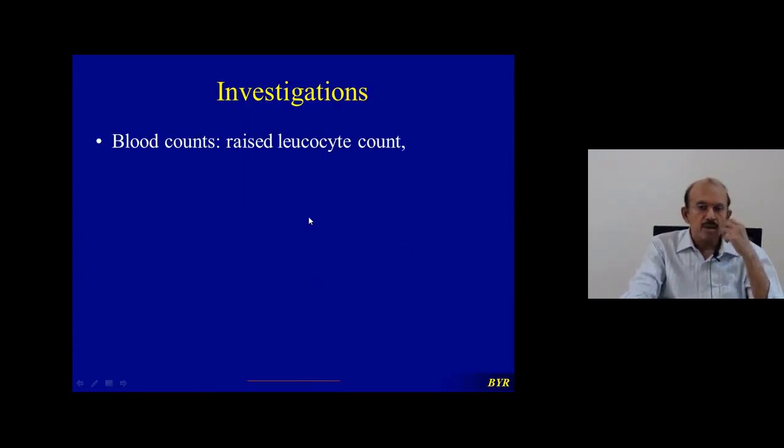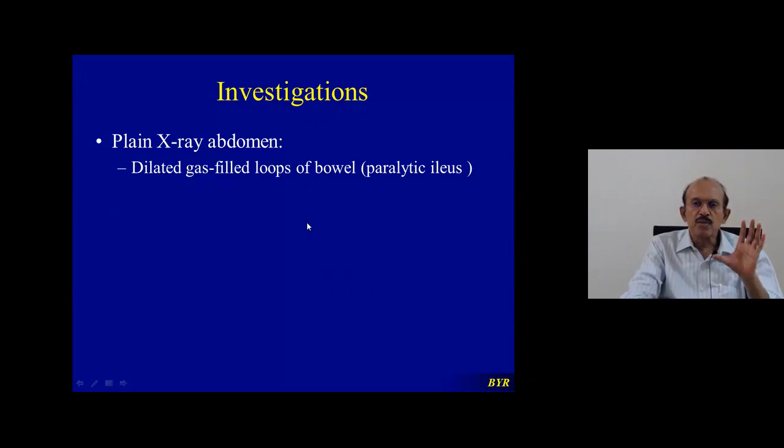Investigations: raised leukocyte counts, plain X-ray abdomen. So a patient came to you with diffuse tenderness and pain. You examined, there is guarding, there is rebound tenderness all over the abdomen, there is distension. So it is a case of generalized peritonitis. So it can be due to anything. It can be due to infection, it can be due to ischemia, it can be due to gangrene, it can be due to perforation. So usually in that condition, what are the common things you will consider?